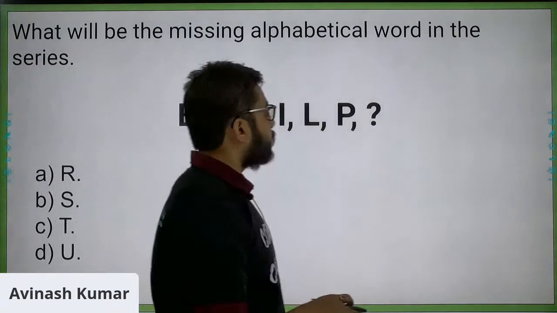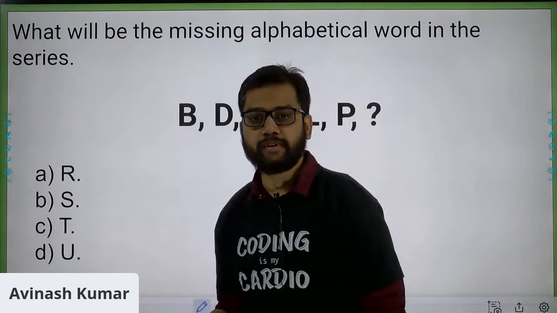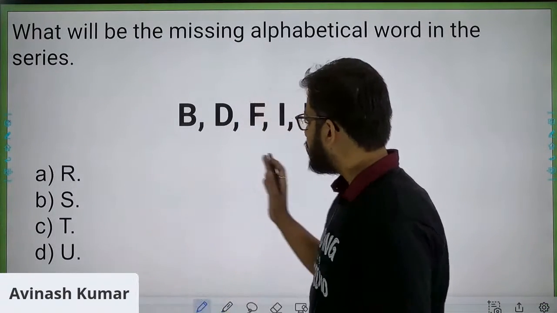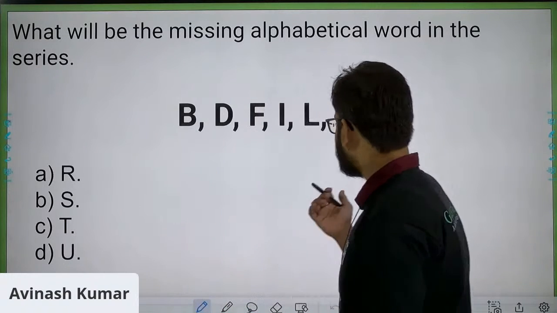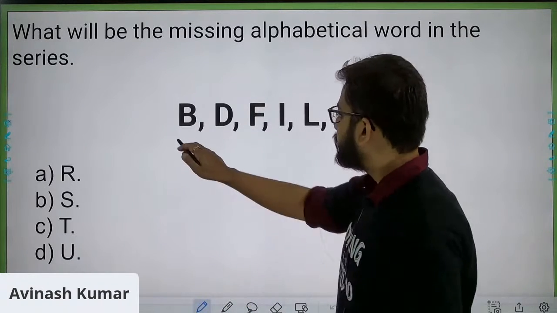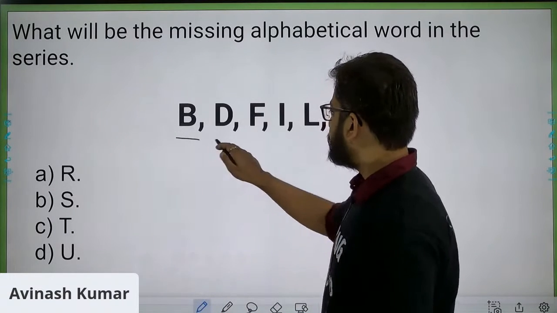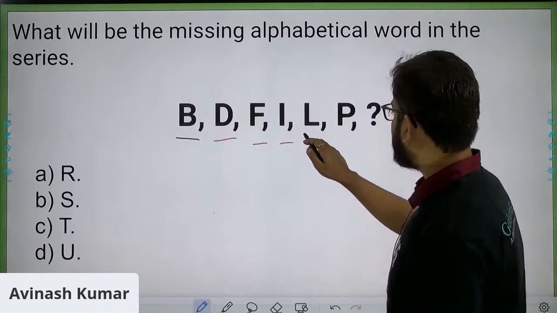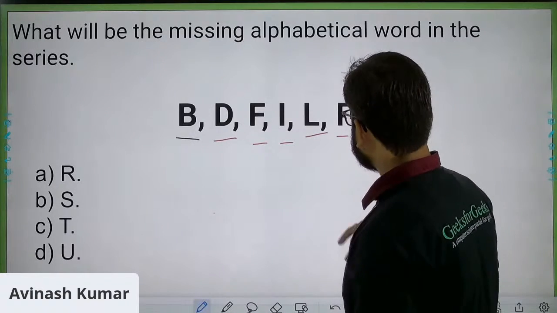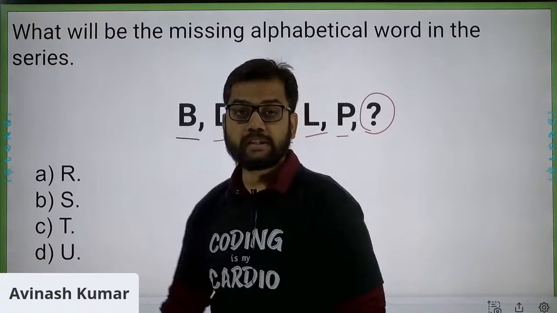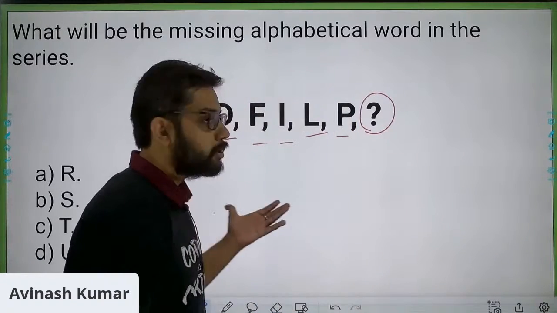This is called the alphabetical series missing concept. They usually give a series of alphabets, and then they ask what comes next. Here it's written B D F I L P, and they ask what will be the next letter after this. These alphabets follow a pattern.